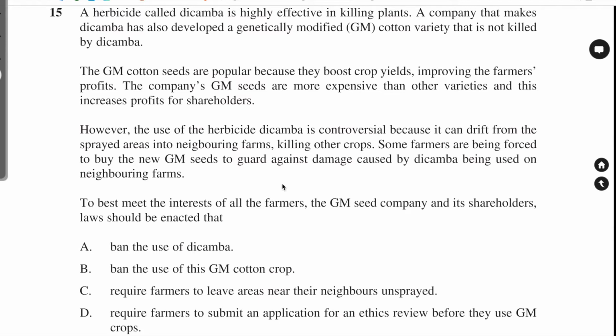Question 15 has a lot of information here, like some of the later questions. And we're talking about herbicides, herbicides designed to kill plants. And we're also talking about genetically modified cotton and the fact that there's one company that makes both of those. The GM cotton seeds, they boost crop yields, improving farmers' profits, and also increasing profits for shareholders of the company that produces both of those products.